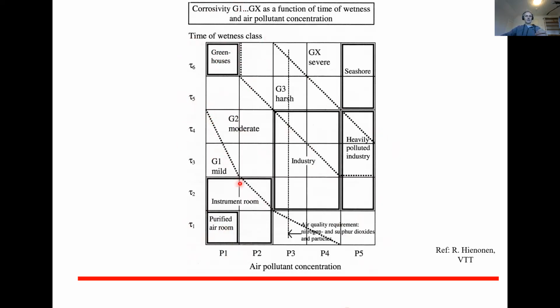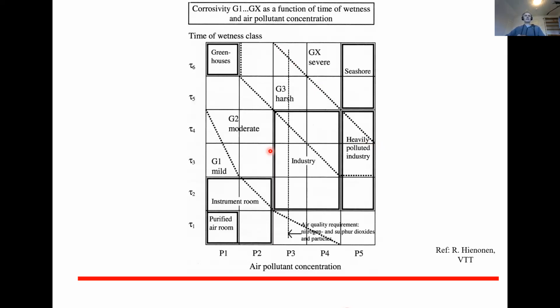So G1 is mild, which basically doesn't need any protective actions. Then GX is here, which definitely needs protection, and then G2 and G3 are here in the middle, and then it depends on your reliability targets, your materials, and so on, what kind of corrosion protection or moisture protection you need, if you need it.